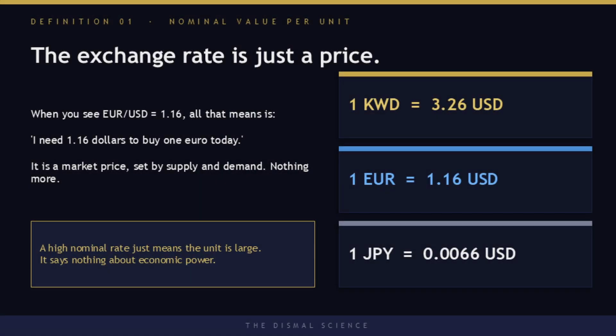So let's start with the first one, the exchange rate. And I want to make something very clear right off the bat. The exchange rate is just the price. When you see that the euro trades at 1.16 against the dollar, all that means is I need $1.16 to buy 1 euro today. That's it. It's a market price set by supply and demand. A high nominal exchange rate just means the unit is large. It says absolutely nothing about economic strength.